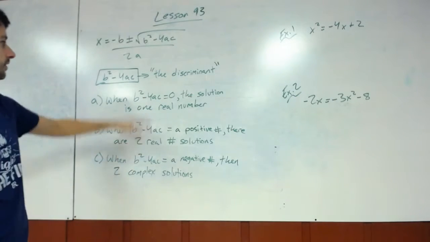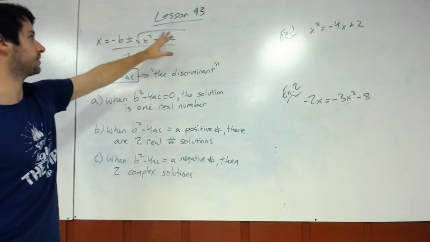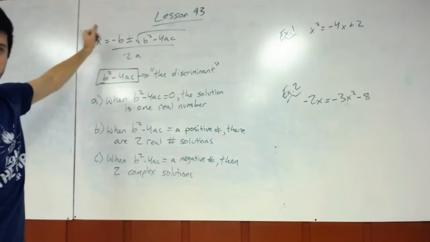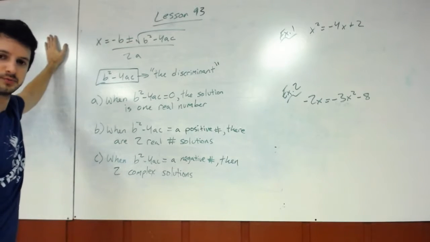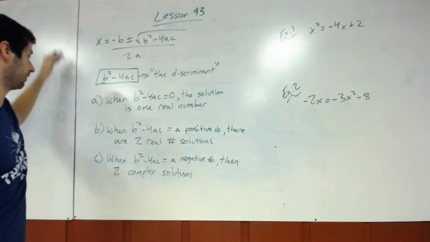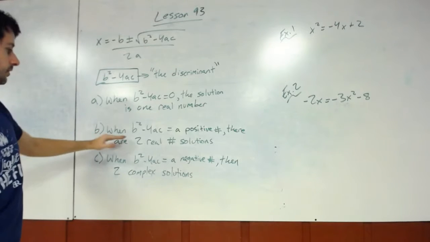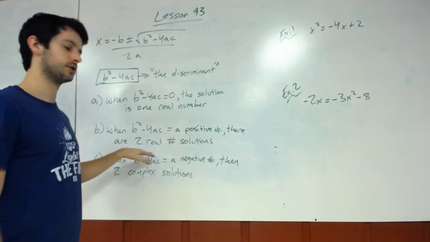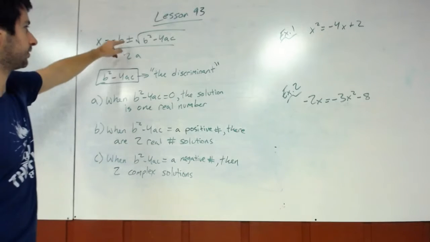Because imagine if b squared minus 4ac is 0, well, that would cancel, so you'd have plus or minus 0. Well, that doesn't do anything. So you just have negative b over 2a. So one real number. For B, when your discriminant, b squared minus 4ac, is a positive number, there are two real solutions. Once again, because of the plus or minus.